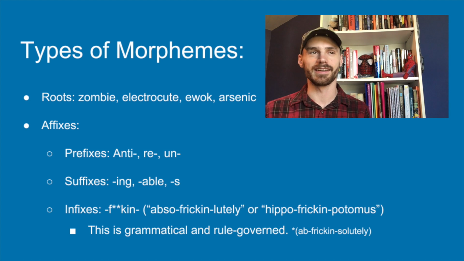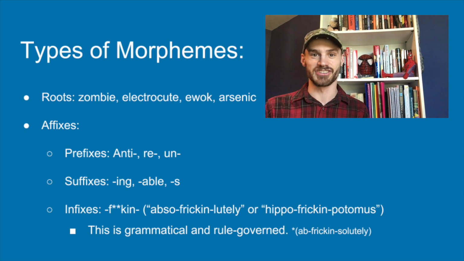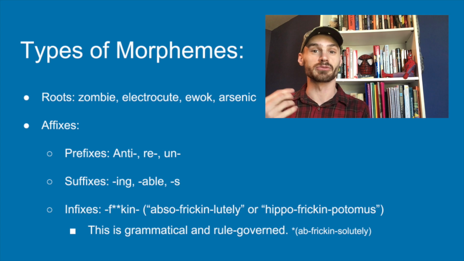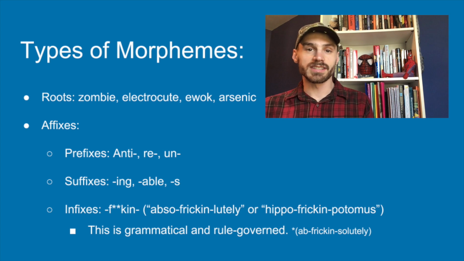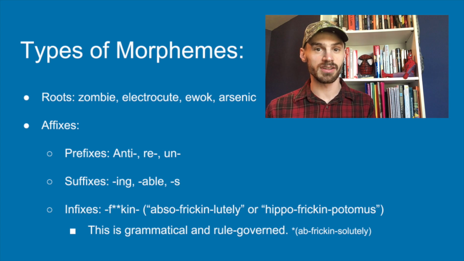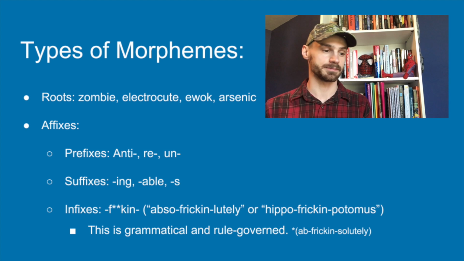Now, you may be a little leery about me using this as an example because you say, well, Aaron, that's not real English. That's just people being dumb. It is English. This is actually a rule of the English language, and it's grammatical and rule governed. A word like abso-frickin-lutely is a grammatical utterance because native speakers of English will say that.